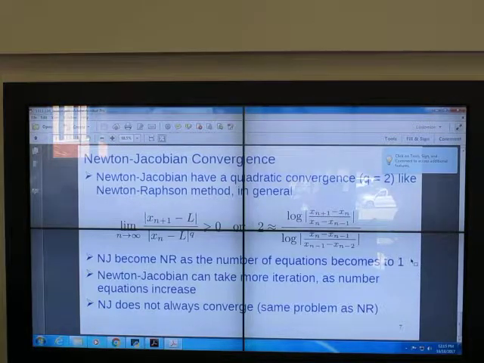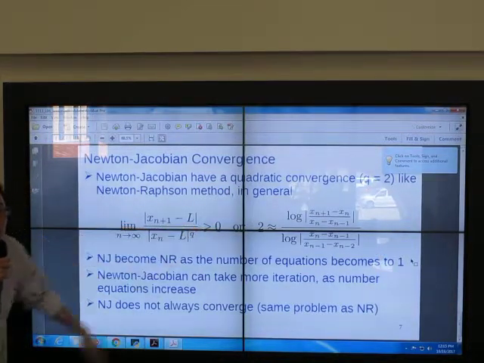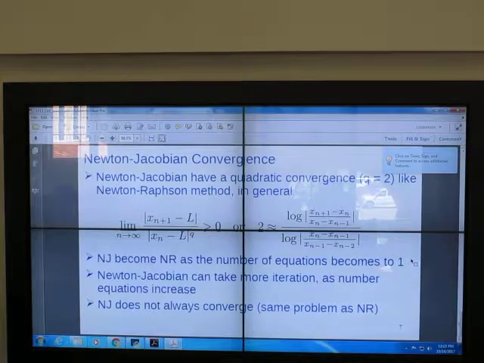Convergence, order of convergence. Newton-Jacobian is similar to Newton-Raphson, so it has quadratic convergence in general. It's kind of 100 times faster than bisection, or maybe 10. Order squared, delta h squared. It is faster, but if you actually do the calculation, you don't get 2, because this time you have multiple answers.